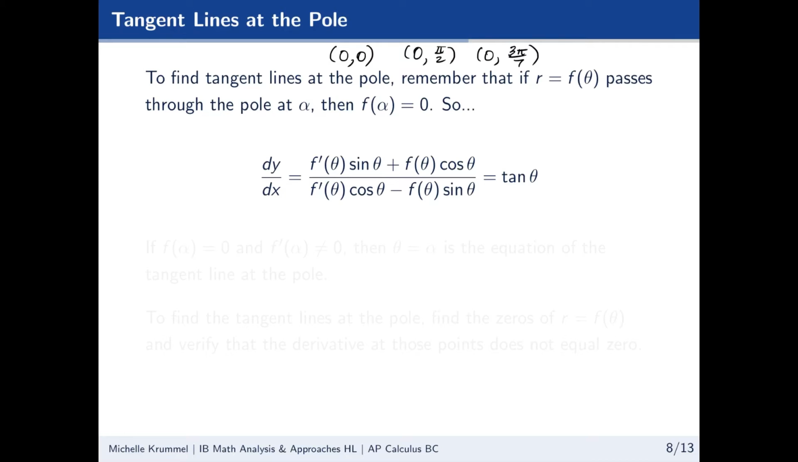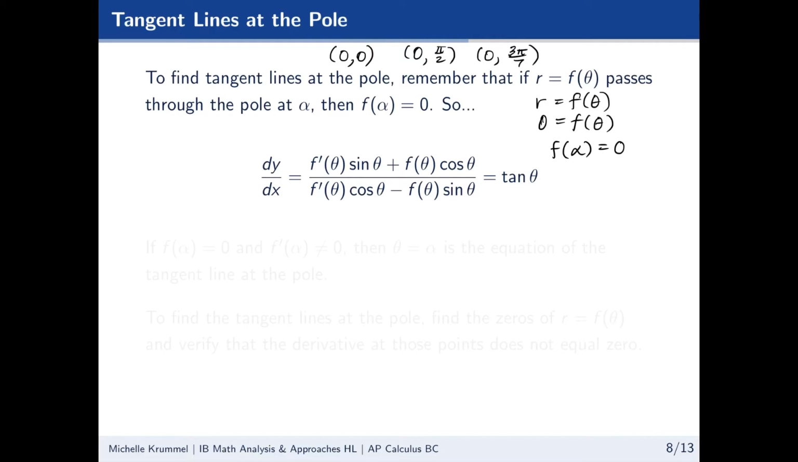So to find a tangent line at the pole, we want to keep in mind that if r equals f of theta passes through the pole when theta equals alpha, then f of alpha equals 0. We have in general our equation r equals f of theta, and to figure out where it passes through the pole, we want to know where the r value is 0. So then the equation becomes 0 equals f of theta. And when we solve for theta, we're going to get specific values of theta, and those specific values of theta we're calling alpha. So that means that f of alpha equals 0.